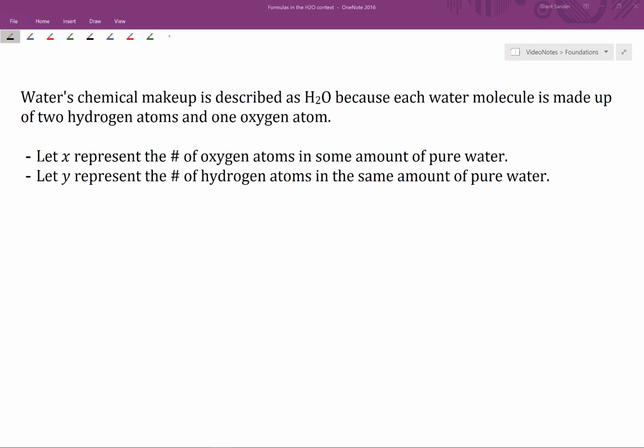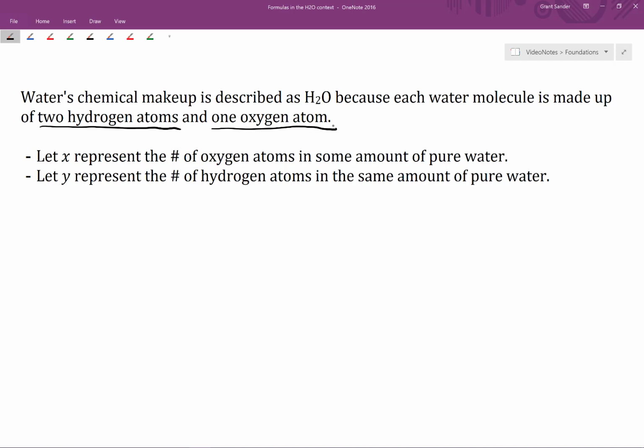Now this means that given any amount of pure water, the number of hydrogen atoms is 2 times as large as the number of oxygen atoms, because there's 2 hydrogen atoms for every 1 oxygen atom. That just means there's twice as many hydrogen atoms. So let's let the variable x represent the number of oxygen atoms in some amount of pure water. And we will let y represent the number of hydrogen atoms in the same amount of pure water.